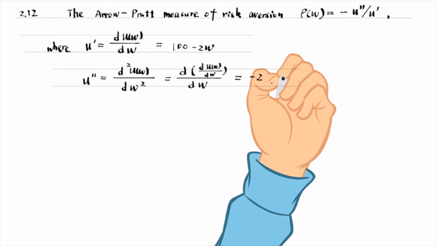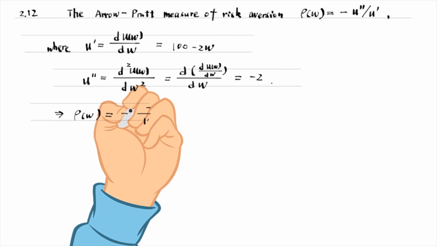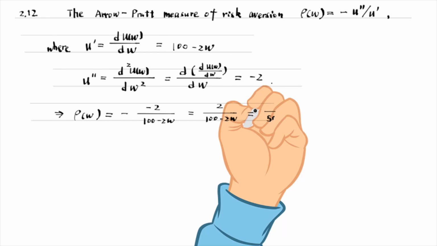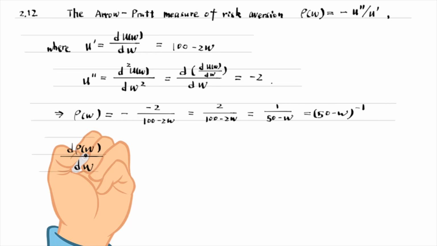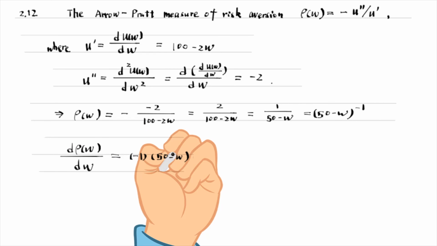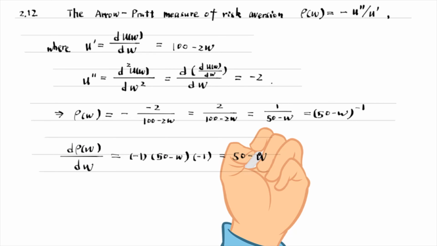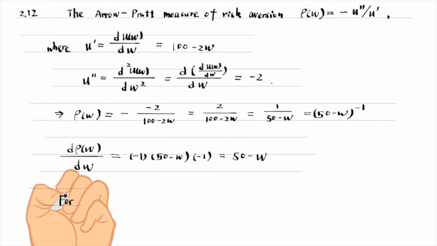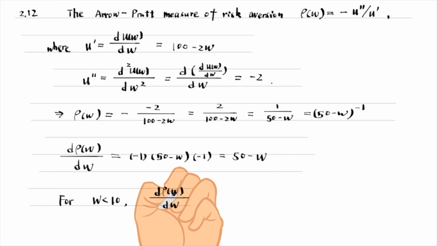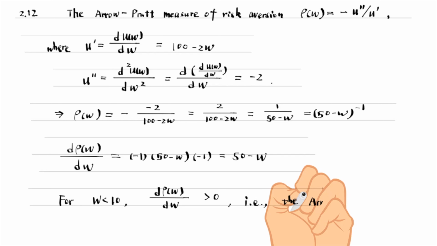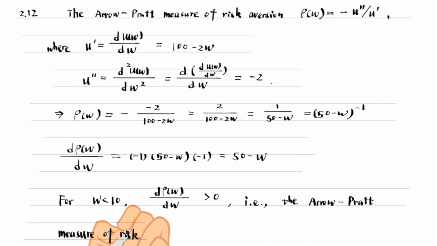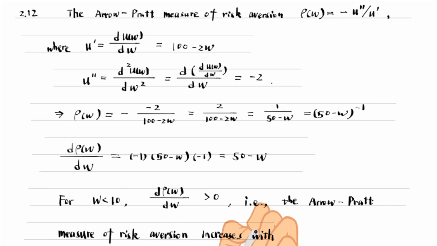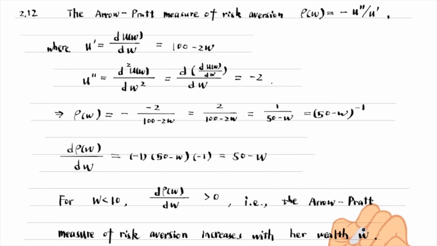We have the expression for the Arrow-Pratt measure. Then we differentiate the Arrow-Pratt measure with respect to wealth to find how the measure changes with wealth. We find that as long as wealth W is smaller than 50, the Arrow-Pratt measure of risk aversion increases with wealth. That range includes the case where W is less than 10.